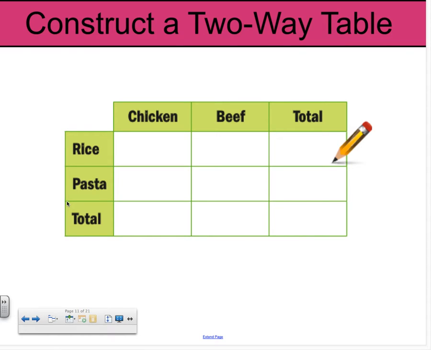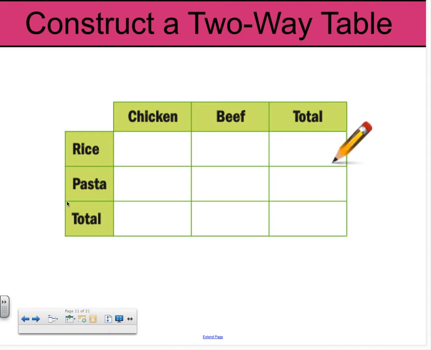Today we're going to learn how to construct a two-way table. We've got three goals today. Number one is how do we actually make a table? Then once we have a table, how do we determine relative frequencies, both by row and also by column? So if that sounds confusing, that's fine, but hopefully by the end of this lesson, it won't.